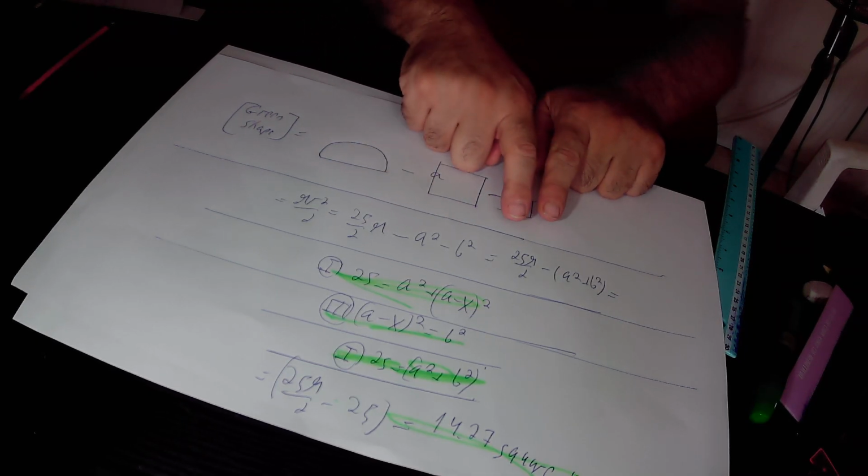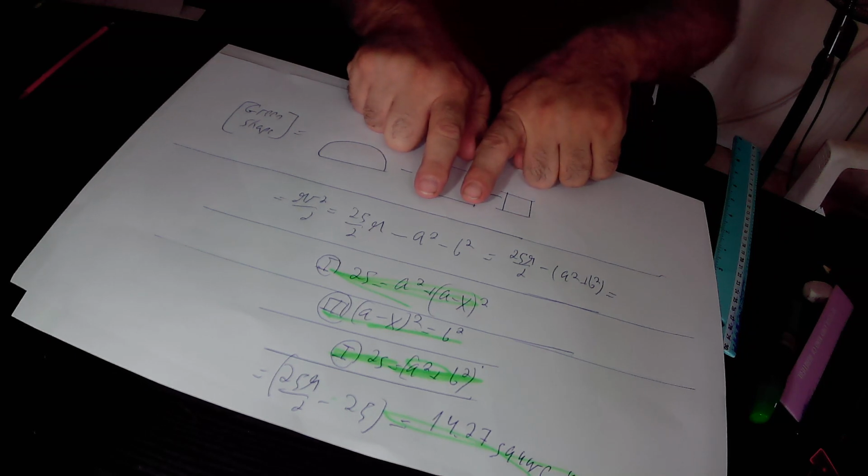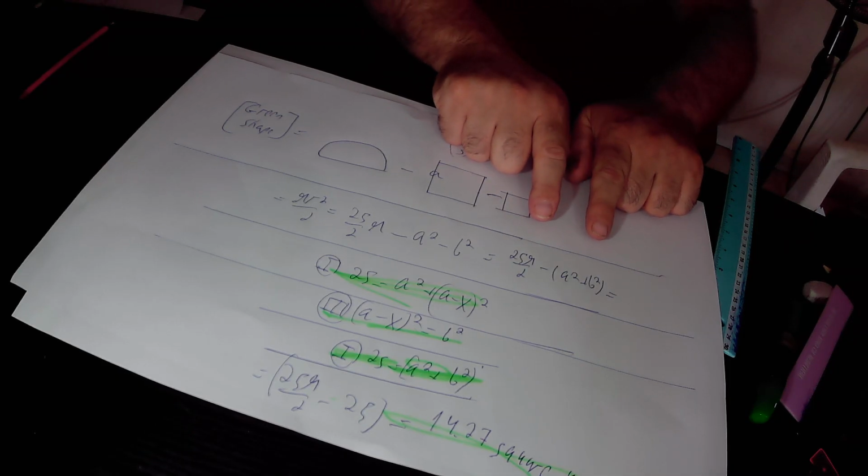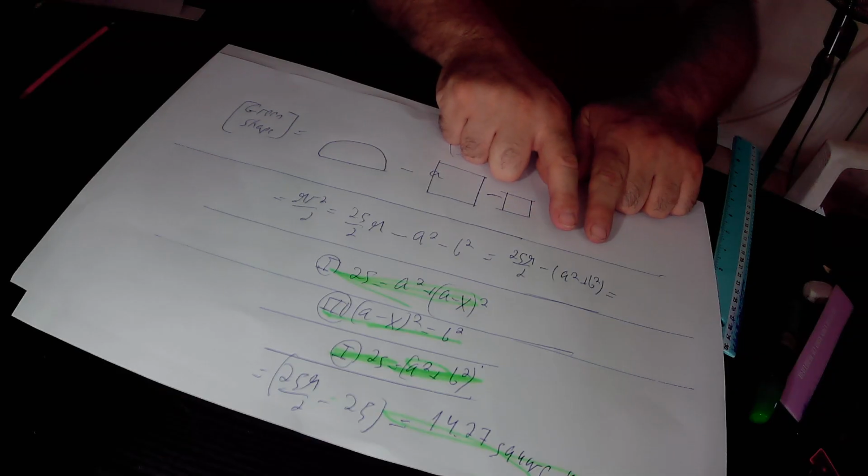So it is 25 pi over 2, and here we took out a minus 1 as a common factor from those two expressions, so inside the brackets we are left with a squared plus b squared. So in total we found that the area of the green shape equals 25 pi over 2 minus (a squared plus b squared).